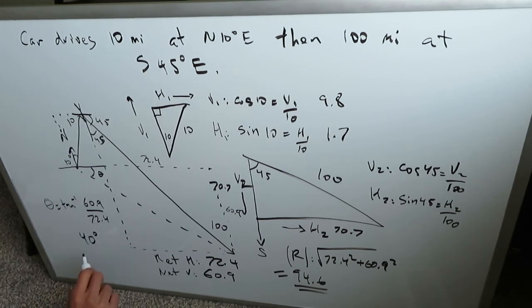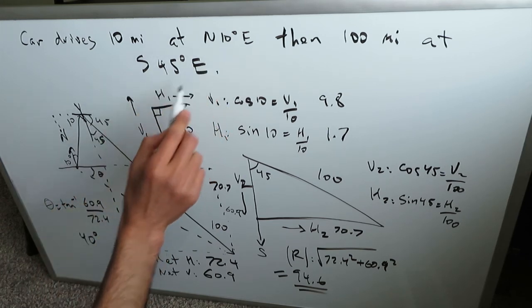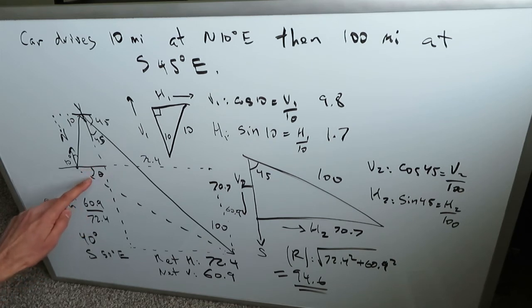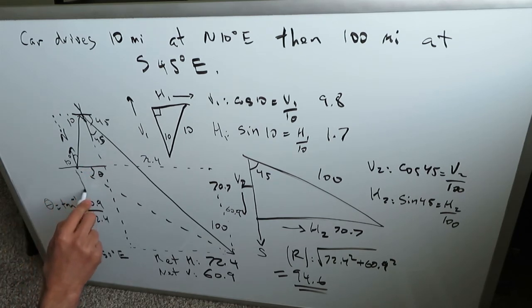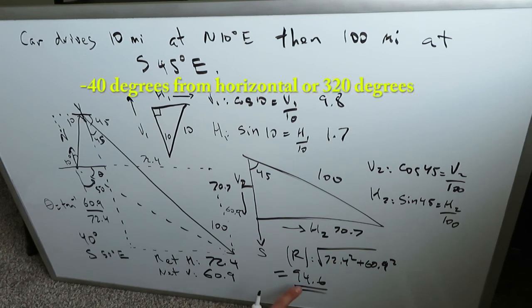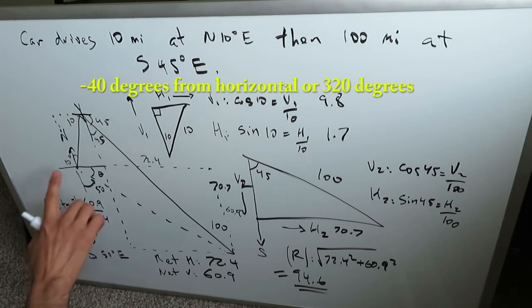So in this type of format, you can say it's south 50 degrees east. Because if you're 40 degrees from the horizontal, then from the southerly line you must be 50 degrees. That'll give you a 40 over there. So our resultant or displacement is 94.6 miles at a direction of south 50 degrees east, or you can say 40 degrees from the horizontal line.